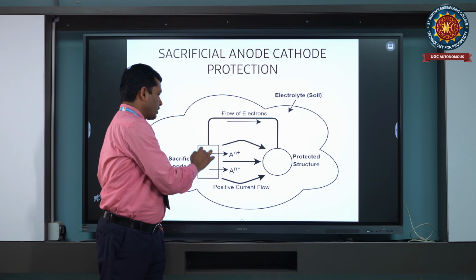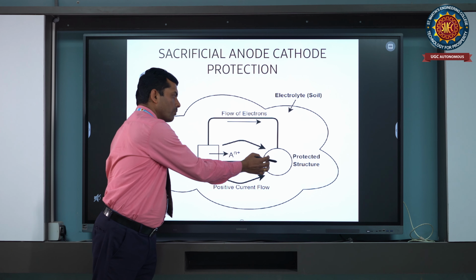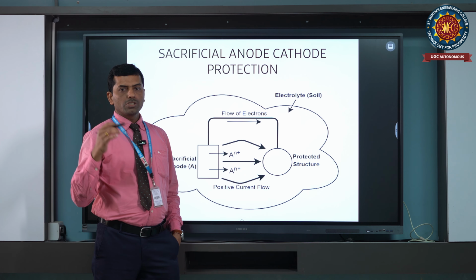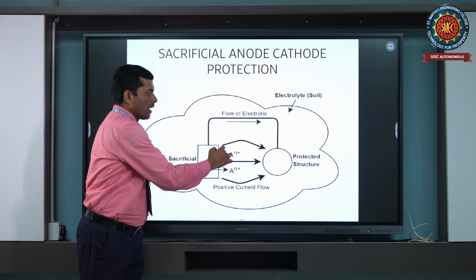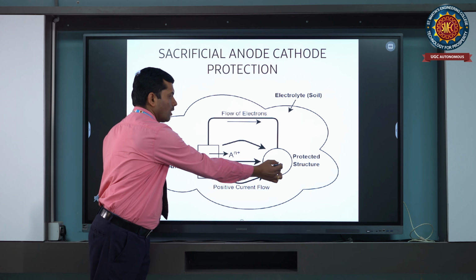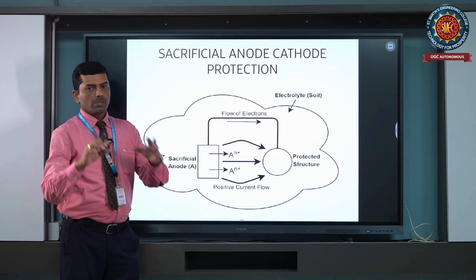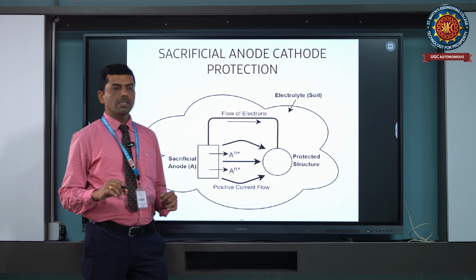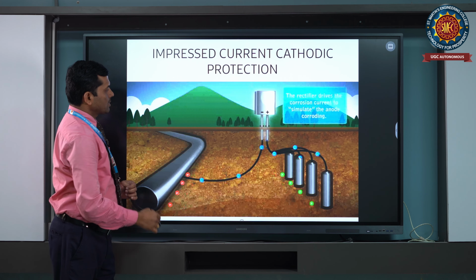We definitely use one active metal that is more anodic compared to the protected structure. So what happens here? The zinc or magnesium, being more anodic, loses electrons, and these electrons move towards the protected structure. In that way, the underground iron pipeline is protected. The metal which is sacrificed, here zinc or magnesium, gives the method its name, the sacrificial anodic method. Next, we can see the impressed current method.